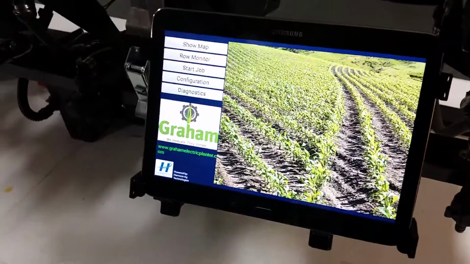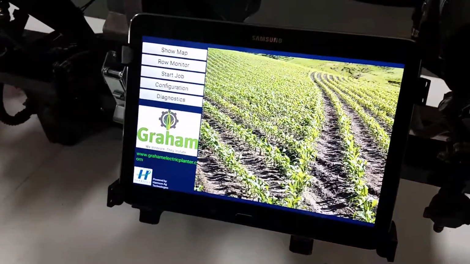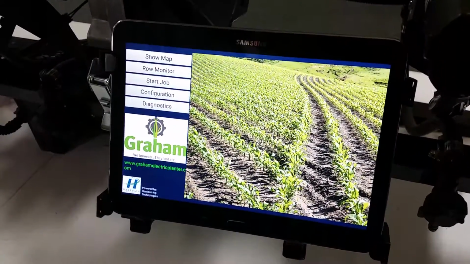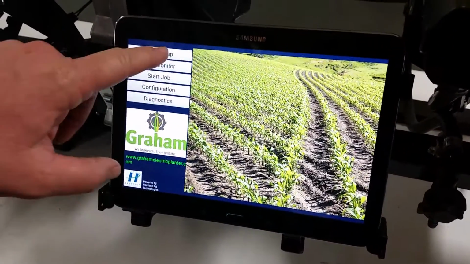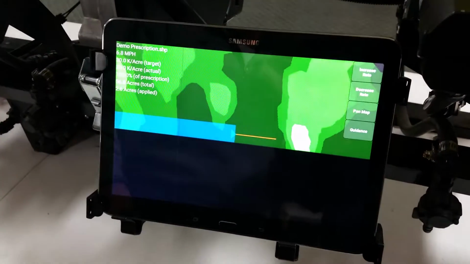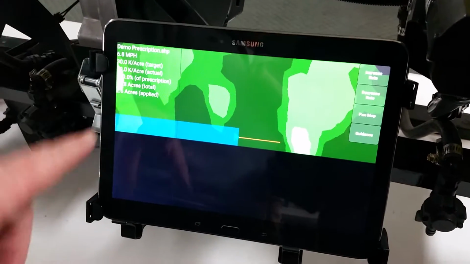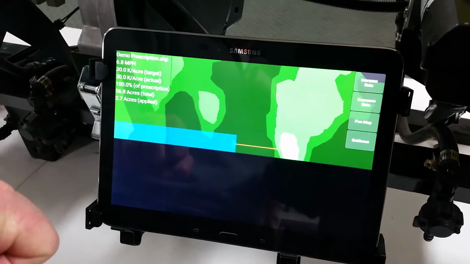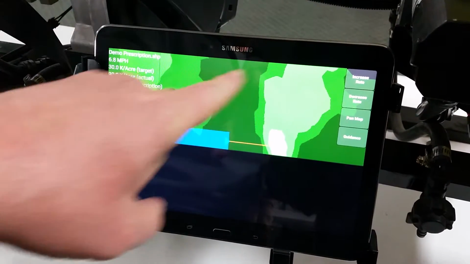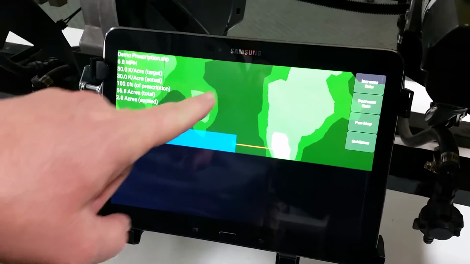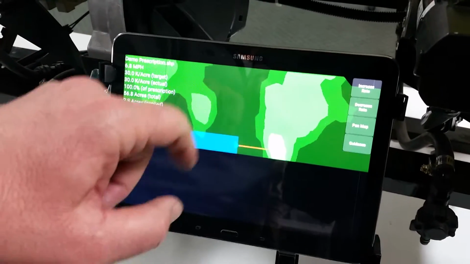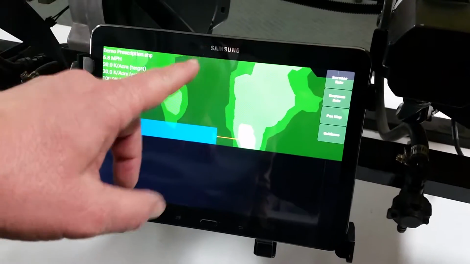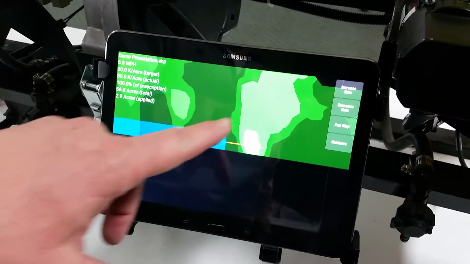Alright, this is the Graham Pro, latest and greatest version, getting ready to be shown in Iowa Farm Show. This is the top level screen. You can go in and show a map. What you see at the map level is the planter planting to the prescription map. The green here is the various rates that will be driven, various populations that we would plant to.